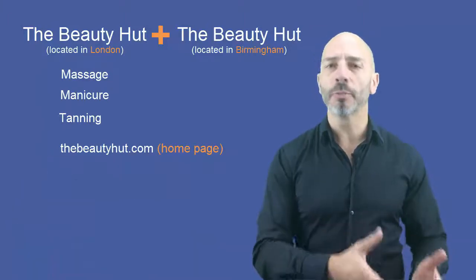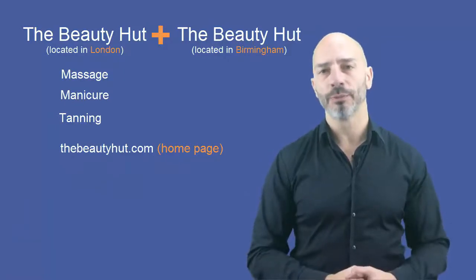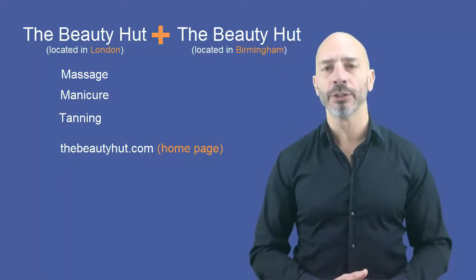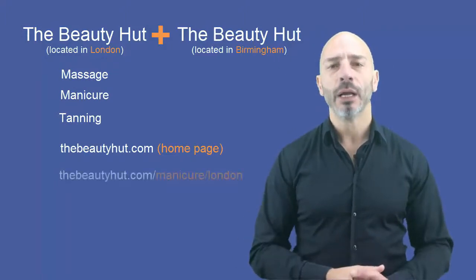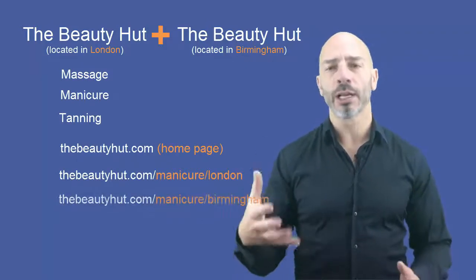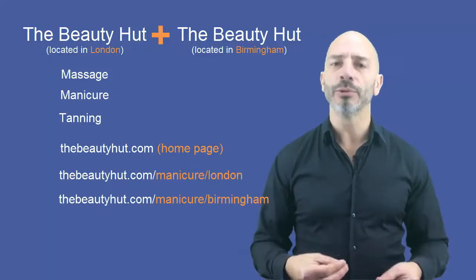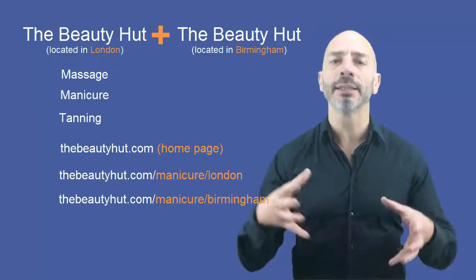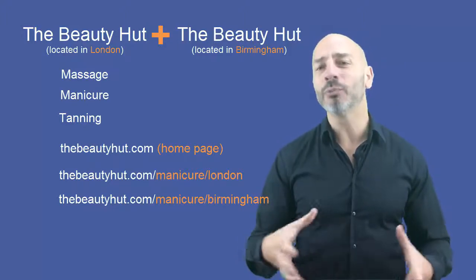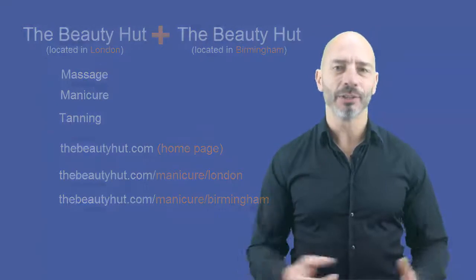Alternatively, you can structure your pages so that each service page will have a location subpage. You could create a London manicure page and a Birmingham manicure page, and it would look like this: thebeautyhut.com/manicure/London, thebeautyhut.com/manicure/Birmingham, and so on. The only problem with this solution is that there is a risk of writing the same content for both pages and to be penalized by Google, as it wouldn't like it. It's an old school approach and less efficient.